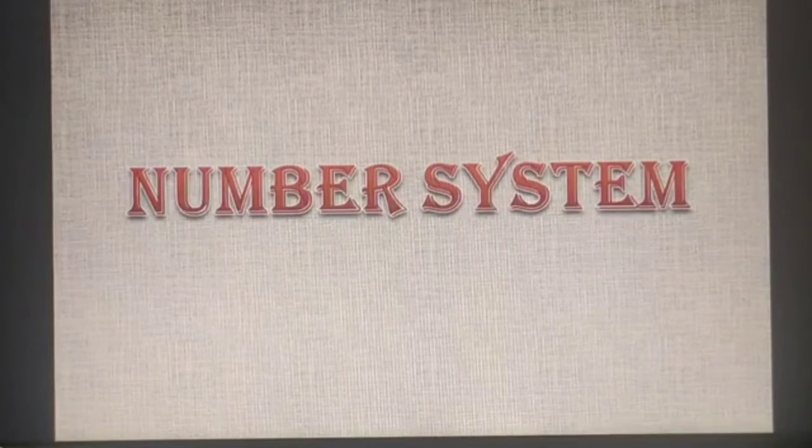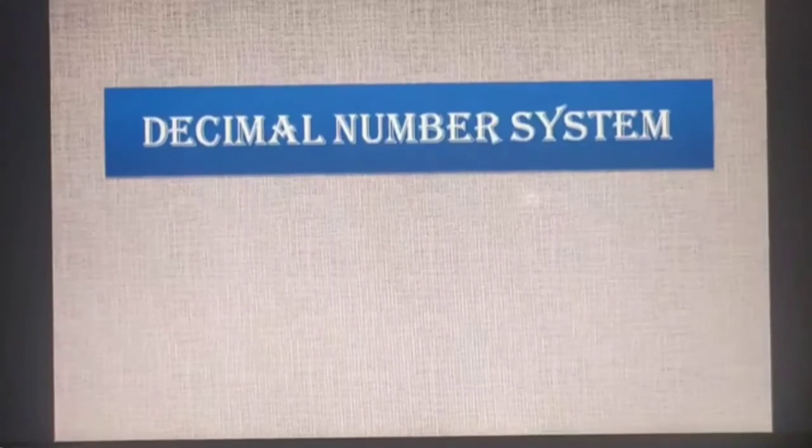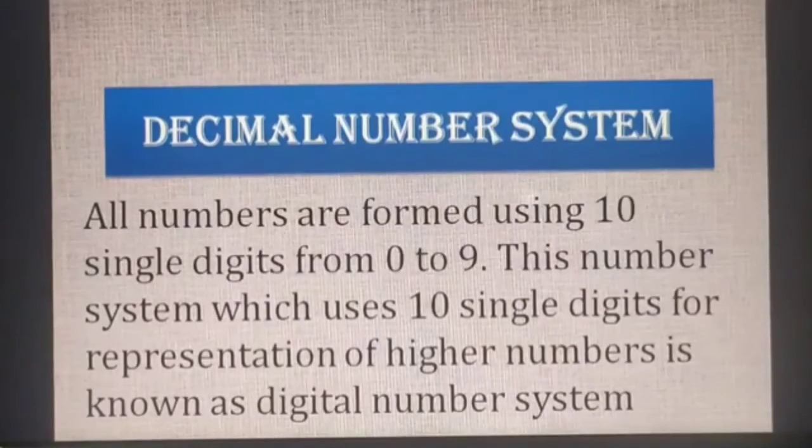Here we are going to discuss the decimal numbers, binary numbers, and the conversion between the decimal number system and the binary number system. First, let's discuss what the decimal number system is. As we all know, all numbers are formed using 10 single digits from 0 to 9. This number system, which uses 10 single digits for the representation of higher numbers, is known as the decimal number system.